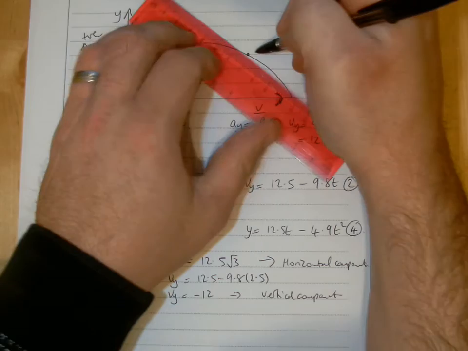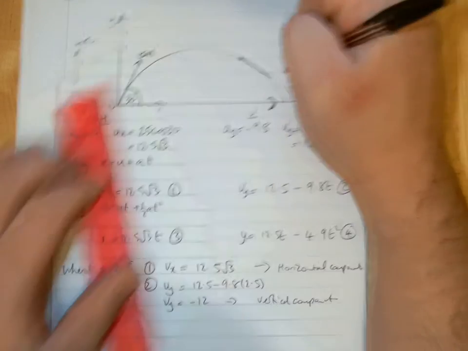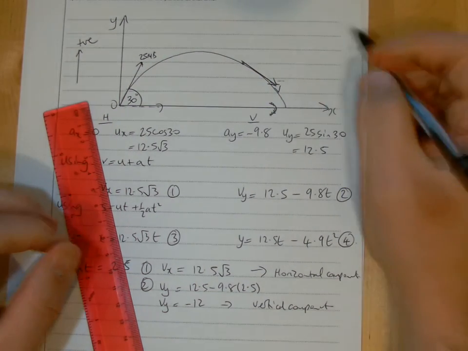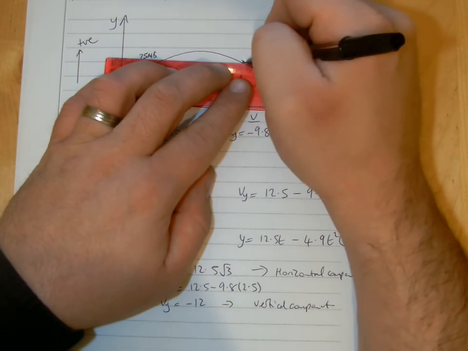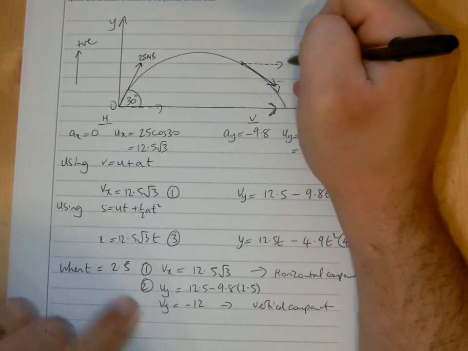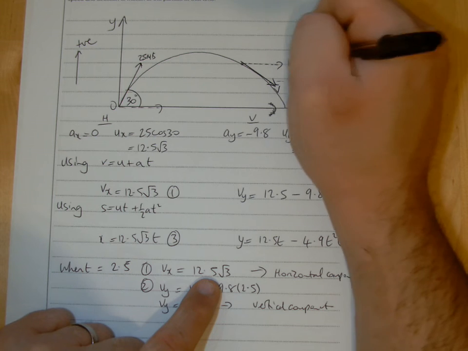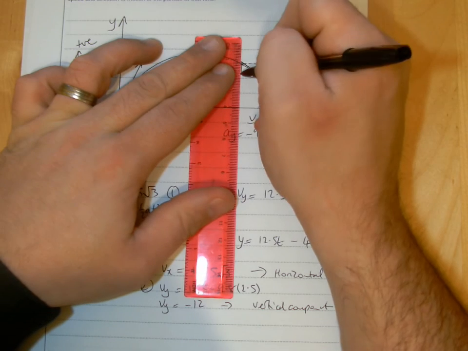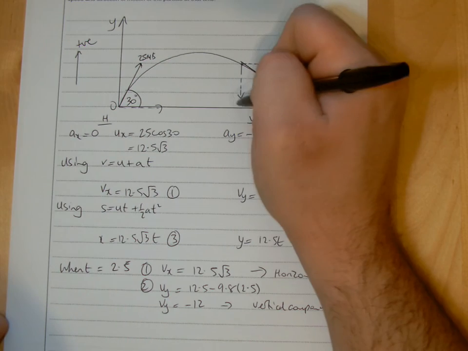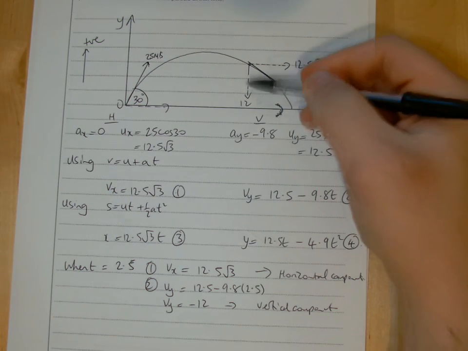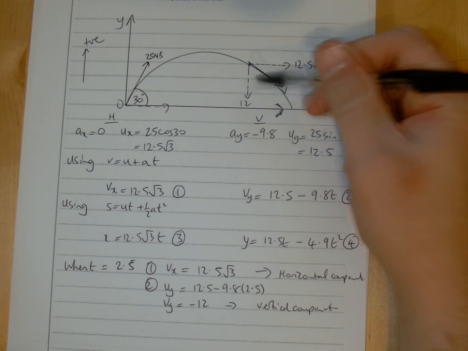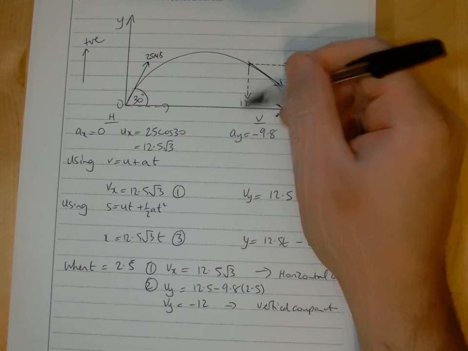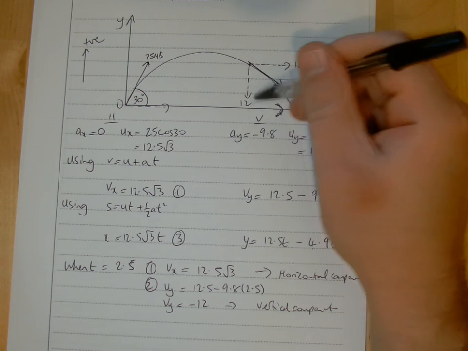Quite simply, that's the direction it's going in, roughly. You just assume it's there. That's the direction it's going in, because it's got a horizontal velocity component of 12.5 root 3, and it's got a vertical velocity component of minus 12. I'm going to write 12 there, because I know it's going down, because I've got the arrow going down there, so I don't need to write minus. But those are the components. Remember, the velocity determines the direction, so I've got the horizontal, I've got the vertical.